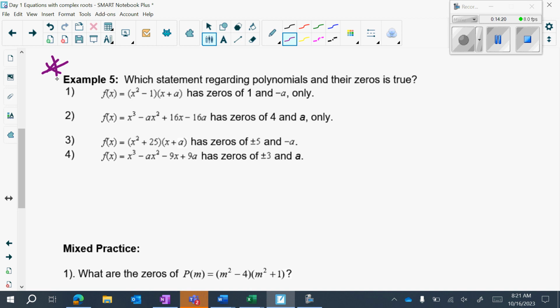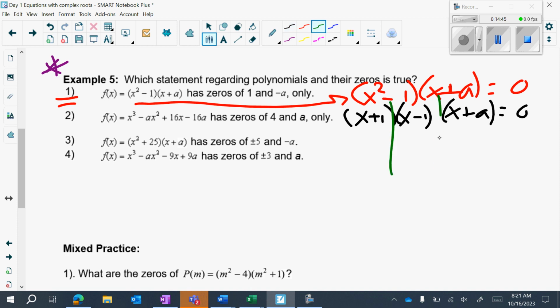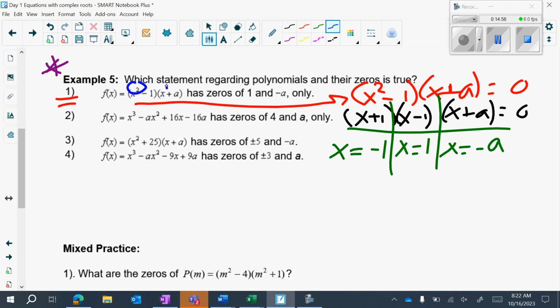Let's start with the ones that are in factored form. Number 1 and number 3 are in factored form. So take a look first at number 1. If you were to set these bubbles equal to 0, you would have x squared minus 1 and x plus a. If you set that equal to 0, you're going to factor this one, x plus 1, x minus 1, and x plus a. When we tee this off, we're going to actually have 3 real solutions: negative 1, positive 1, and negative a. 3 real answers, because if you look at the exponents, this is going to be a 2 and a 1. This is a total of 3 real answers.